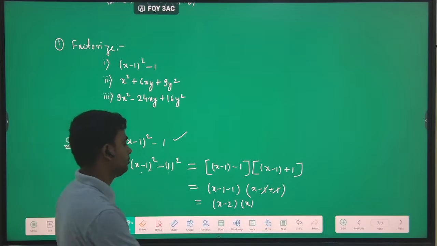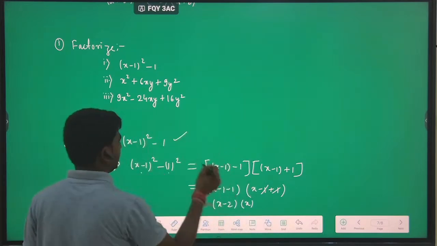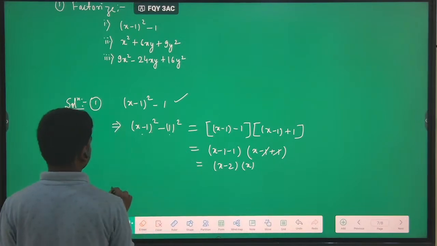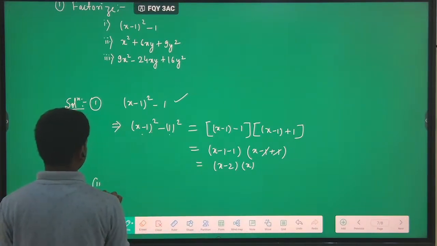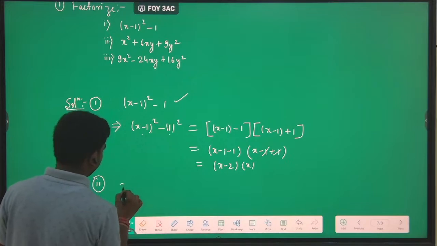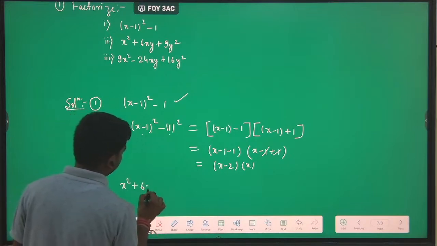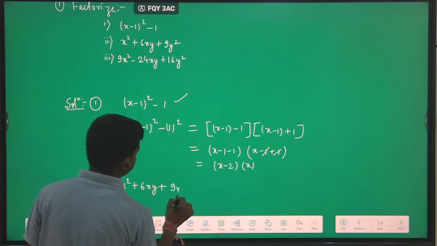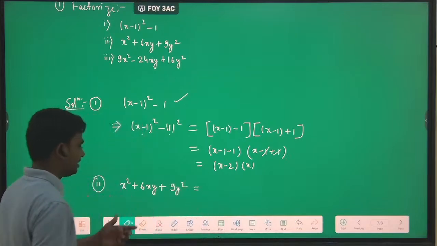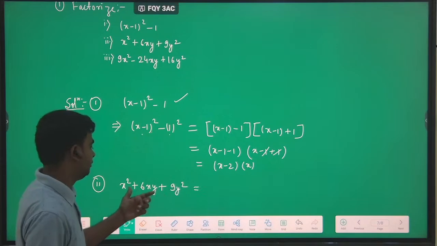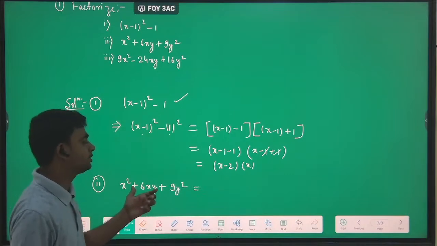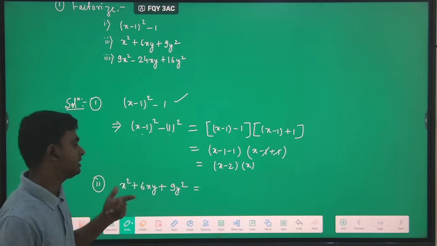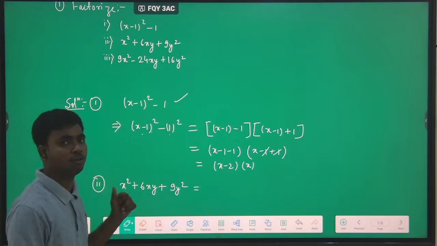Now, our second question is we have to factorize x square plus 6xy plus 9y square. It is very easy. We see that it can be expressed in the form of a square plus b square plus 2ab. Let us check whether it is expressible or not.